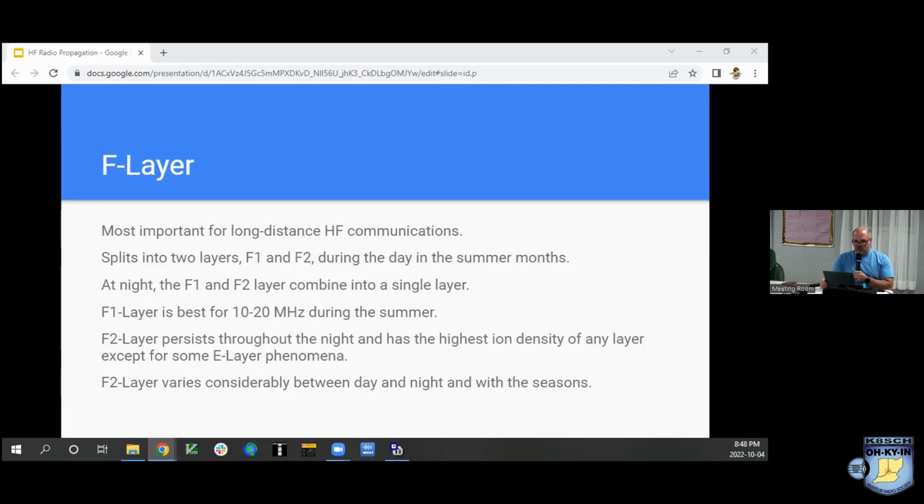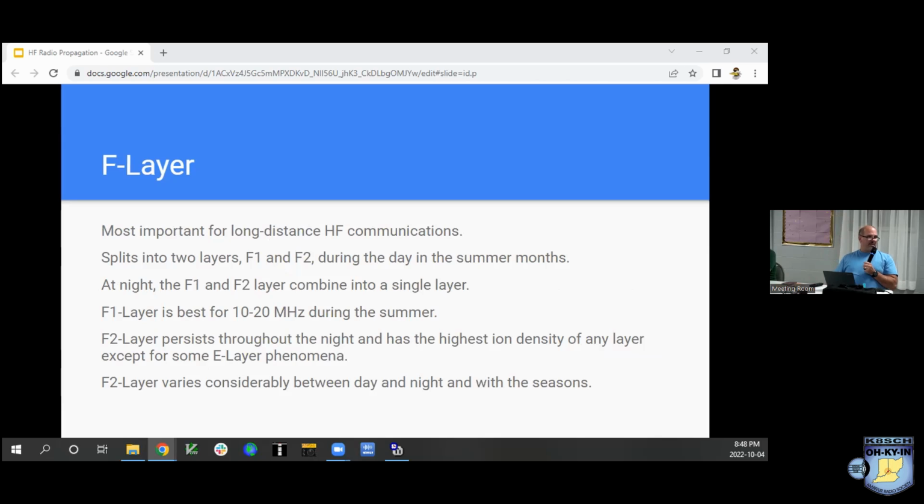But the F layer, that's the one. That is the one that is most important for long distance HF communications. This is what we do most of our work on. It's impacted the most by the UV radiation coming from the sun. It splits into 2 layers, F1 and F2 during the day and in the summer months. So as we get into winter, we'll see less and less of the 2 separate F layers. At night, the F1 and F2 layers combine into a single layer, and it goes up higher.